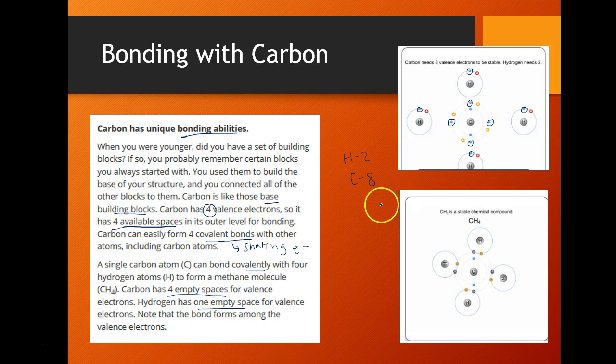So in order for all of the atoms here to be stable, each hydrogen can bond with this carbon, and in the end what you see is that hydrogen shares its electron with carbon, giving it 8 on the outer ring. Carbon shares its electrons with hydrogen, giving it 2 electrons on its outer ring, which are both the maximums for those atoms, making them stable.